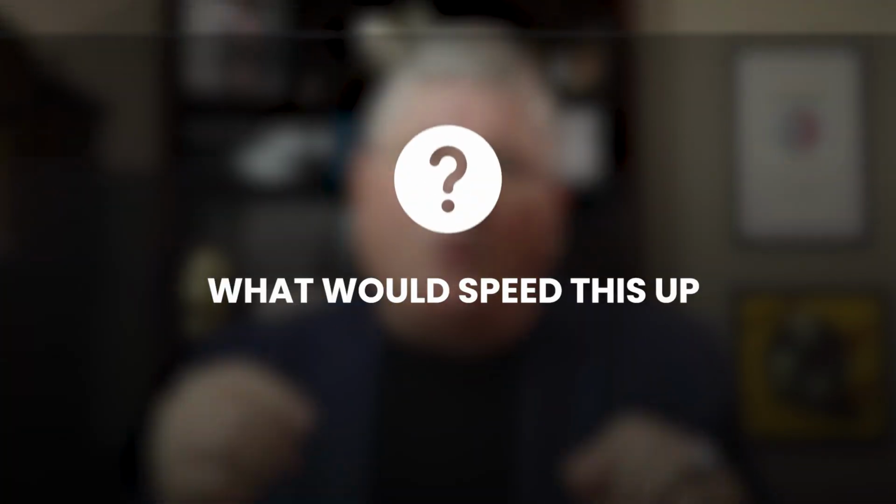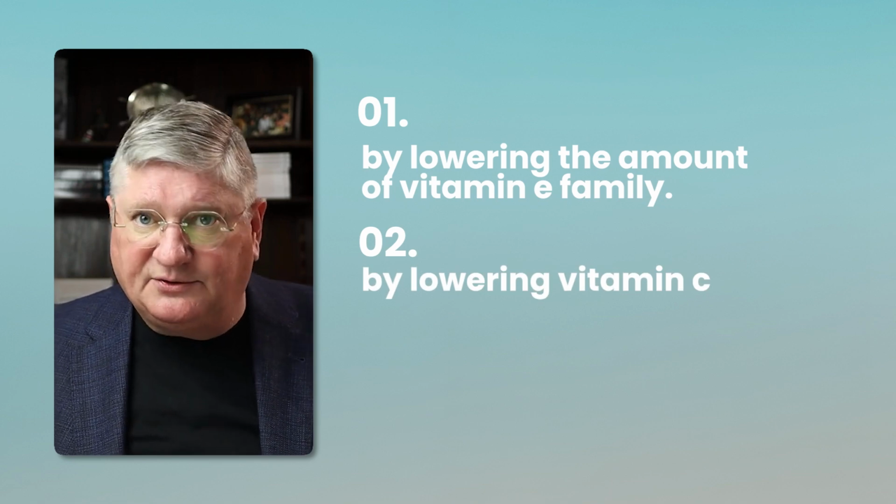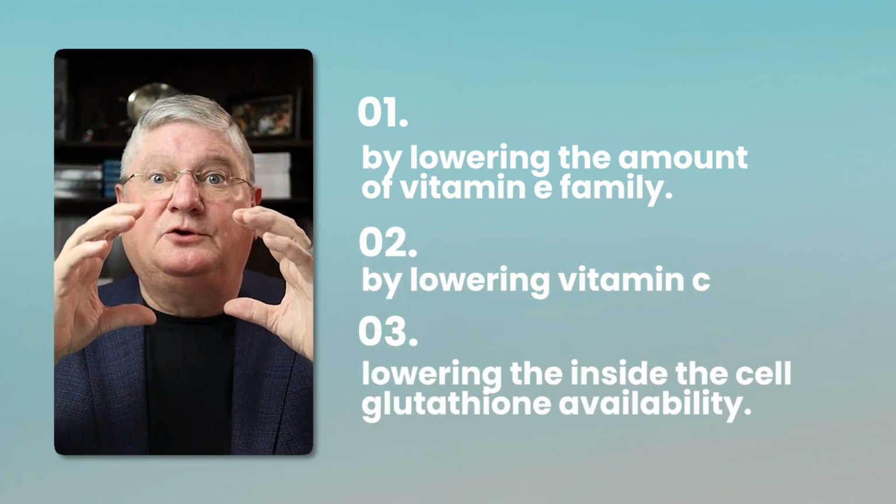So we kind of know now that ferroptosis basically uses the oxidation of lipids to help break a cell apart. What would speed this up? Well, you can speed it up by lowering the amount of vitamin E family. You could speed it up by lowering vitamin C, which is easy to do in chronic illness. But the main way in the research that's studied is lowering the inside-the-cell glutathione availability. And there are particular ways that your body puts the makings of glutathione into the cell so the cell can assemble glutathione, because glutathione is 3 amino acids, so it has to put those in there, and then there's an assembly process, right? So the middle rate-limiting one, meaning if I don't have this guy, I can't make glutathione, is the amino acid cysteine.